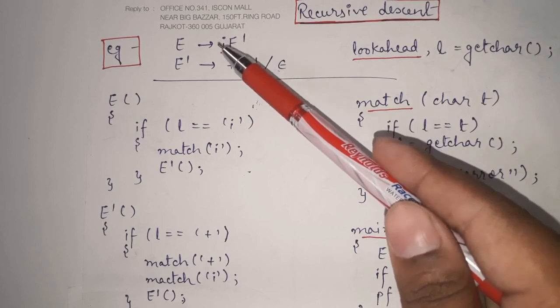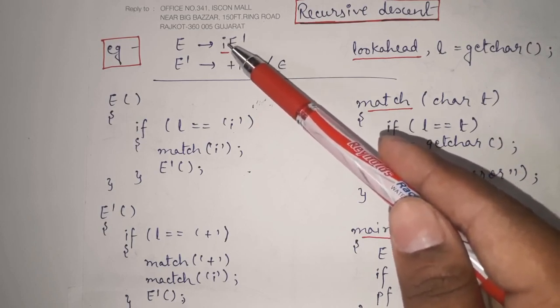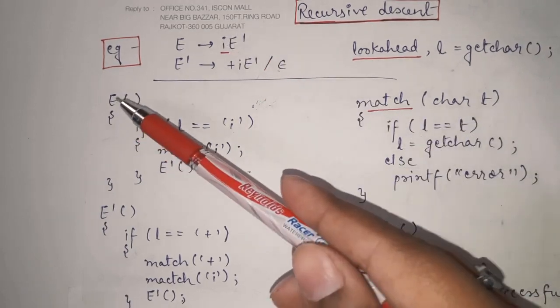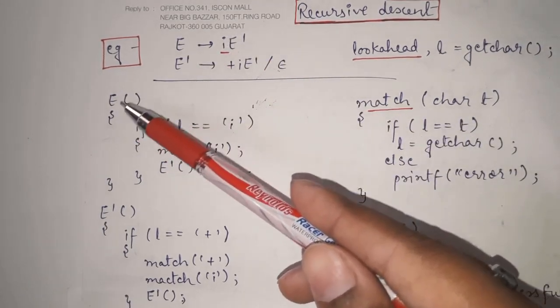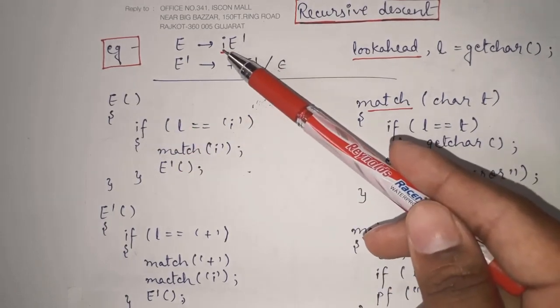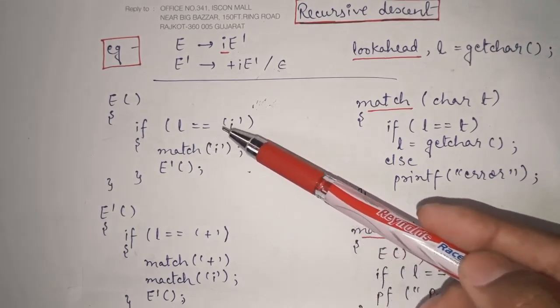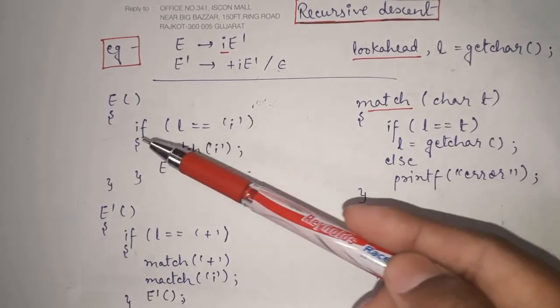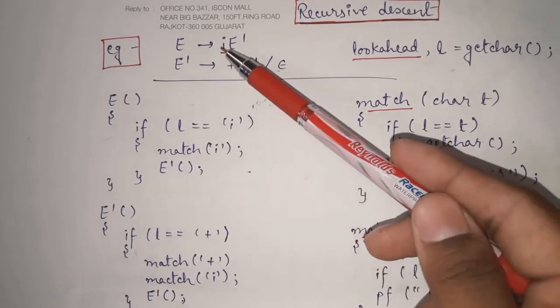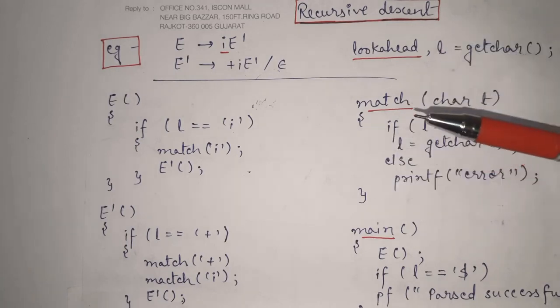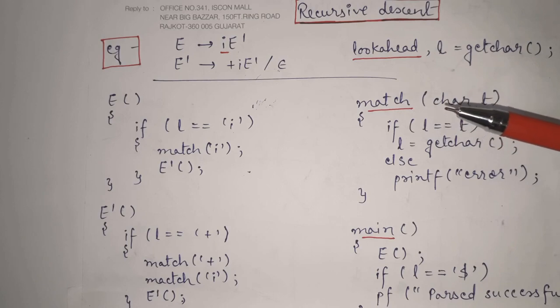First of all we have one terminal. Our task is to compare this terminal with the look ahead, and then match it. So inside this capital E function, which is our starting symbol, first the small e, that is a terminal, is there. We compare whether our look ahead equals this character I, then match I. Match is again a function that we have written. Let's see the match function also. In the match function we are passing one character, that is character T. This is just a parameter.